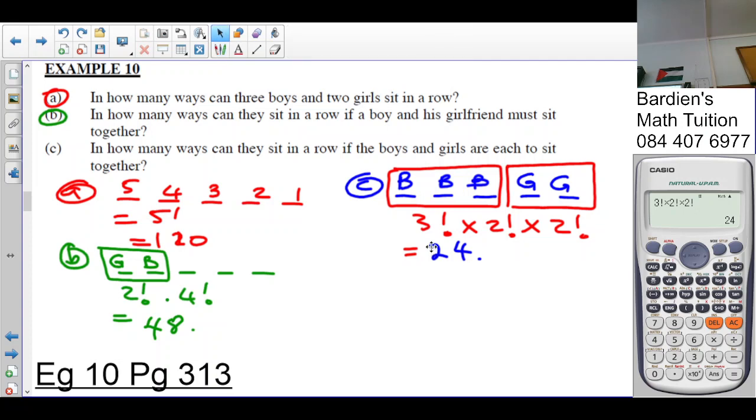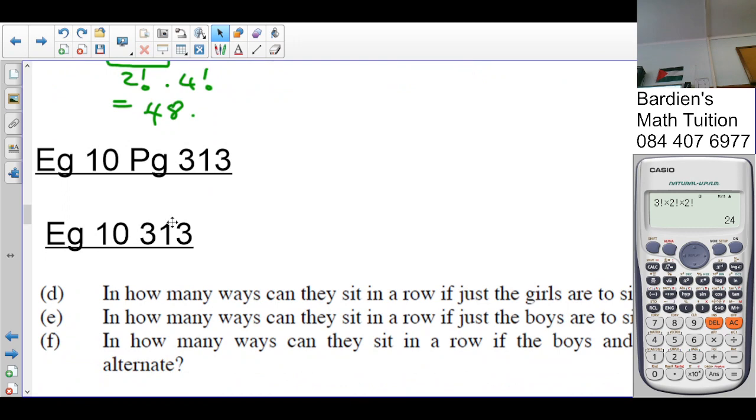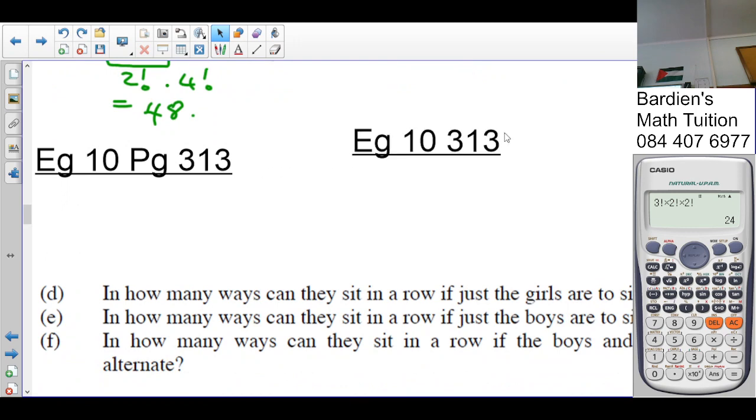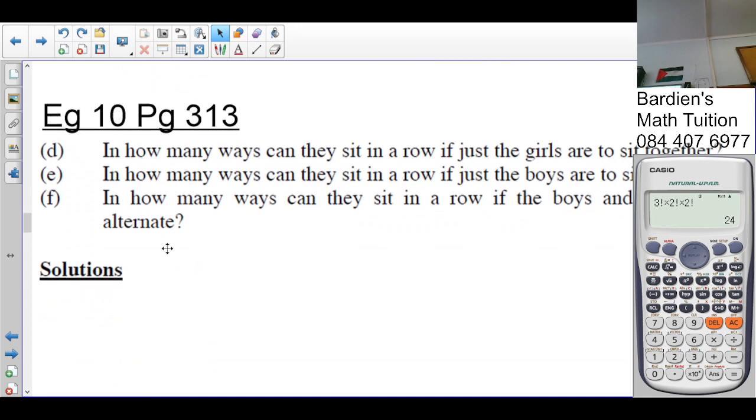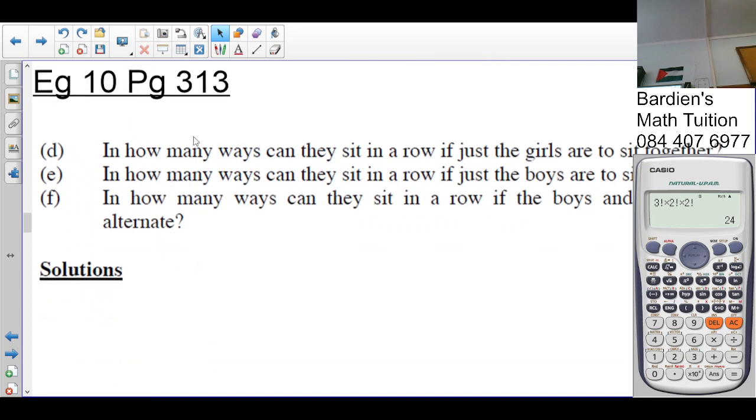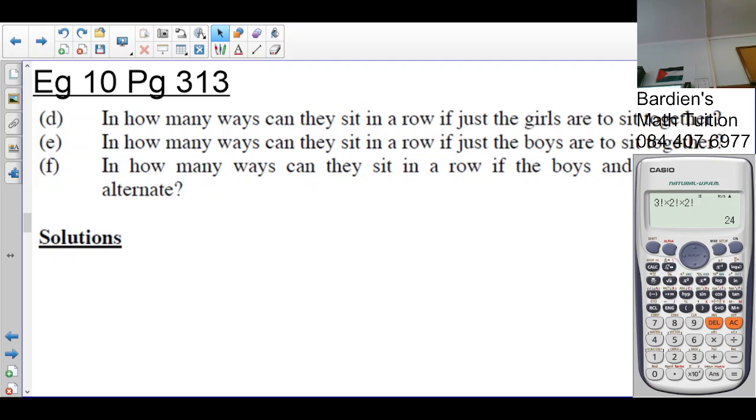Alright. Any confusion here? No? Carry on with example 10 on page 313. So let's look at D. We're still busy with 3 boys and 2 girls, no? That's still the case. Just cut it so that the board is just not full of writing or questions.